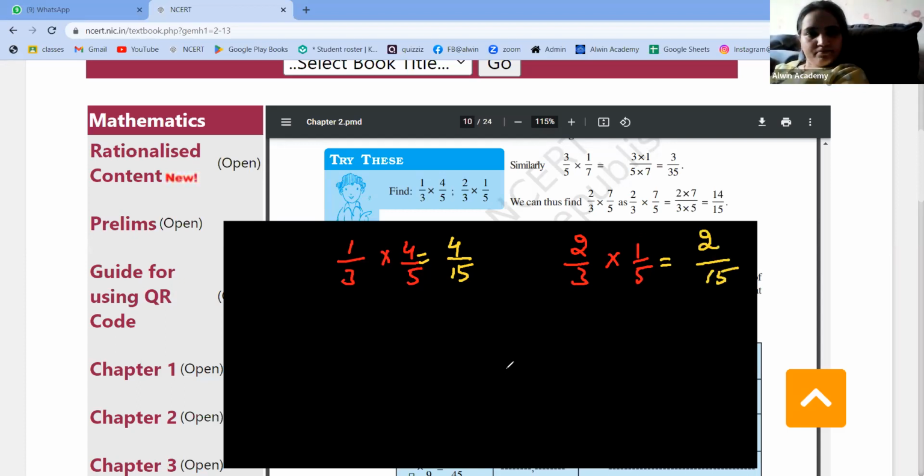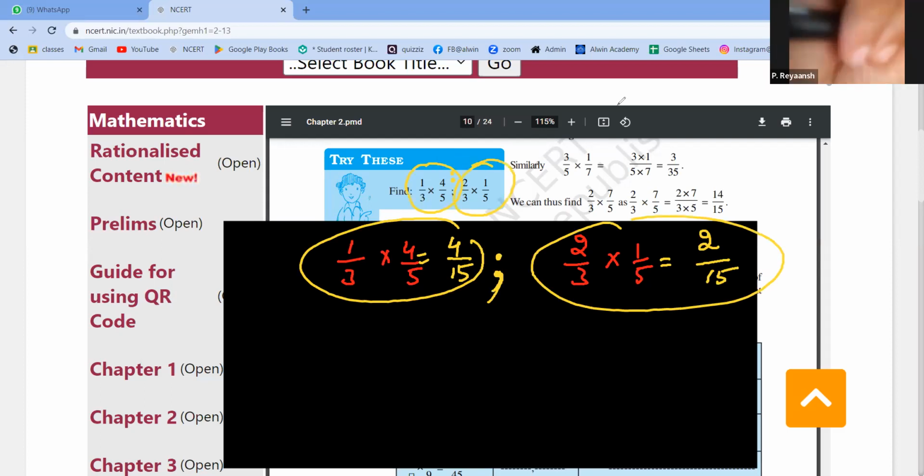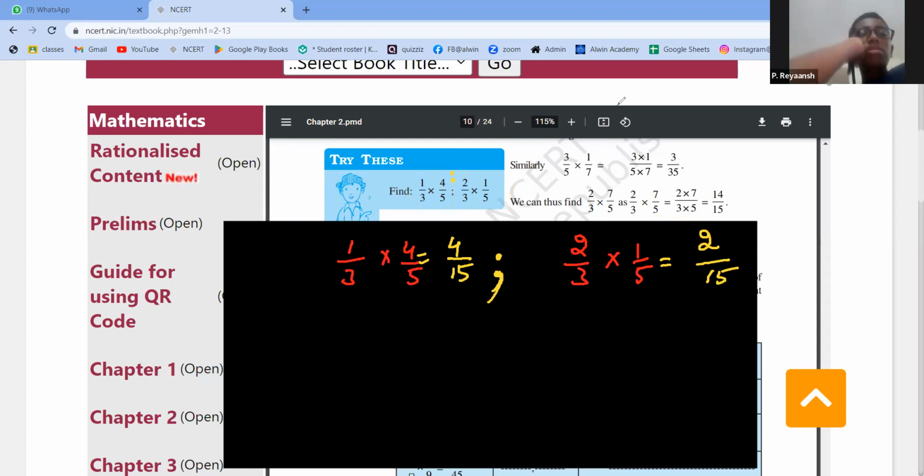Yes, ma'am. Ma'am, why is there a ratio sign between them? That's not a ratio sign. A ratio sign is like this colon. No, this is not a ratio sign. This is a semicolon. It is actually dividing two different questions. They have not numbered question 1 and 2, so it's just dividing the two small questions.